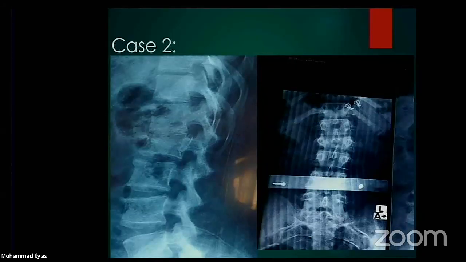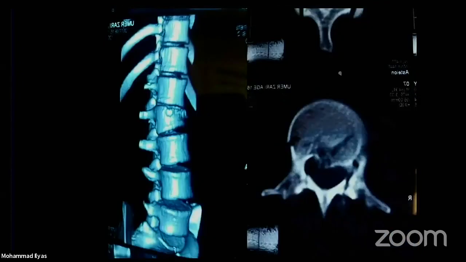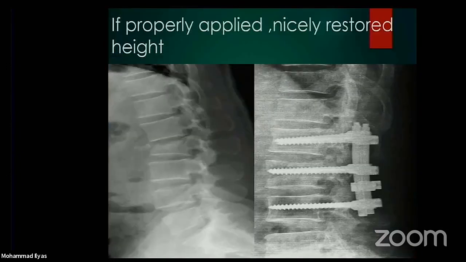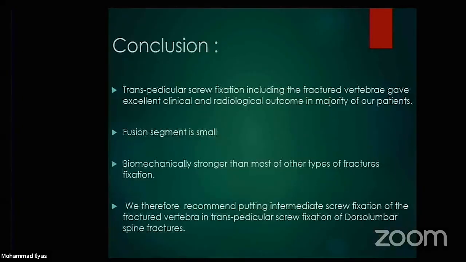The second case also shows an L2 fracture vertebra, with a 3D spine CT scan, and during operation we took this image. If properly applied, height can be nicely restored.